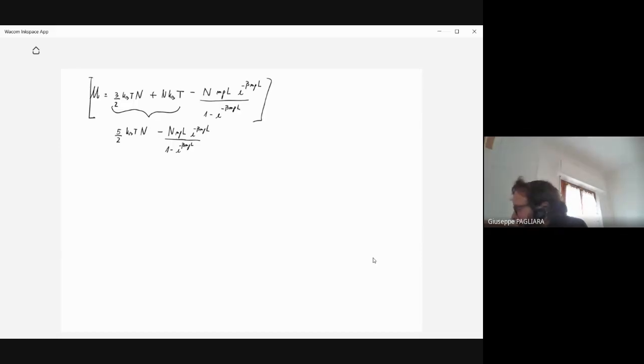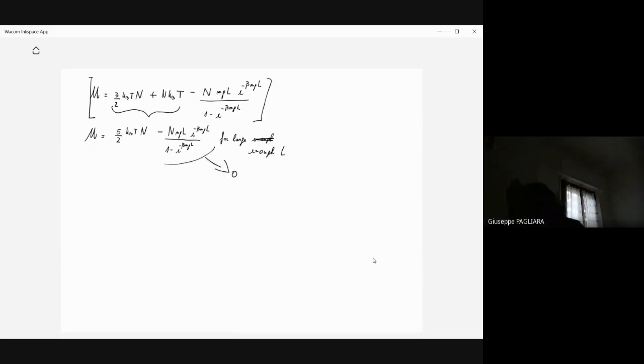Okay, so now this is U, in the limit in which L is large, so for large enough L, this exponential term will go to 0, because it will be exponentially suppressed, and therefore U will be this 5/2 kB T n for large L. And CV will be just the derivative of U with respect to T at constant volume, and therefore it will be 5/2 kB n.